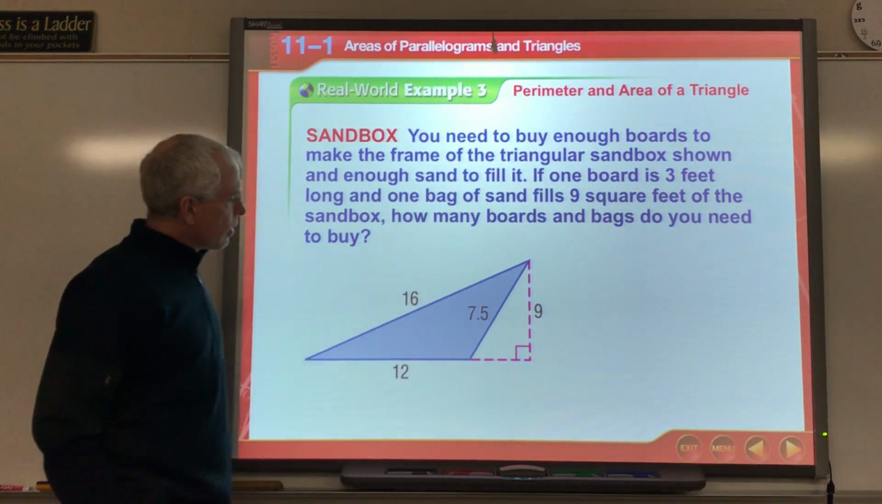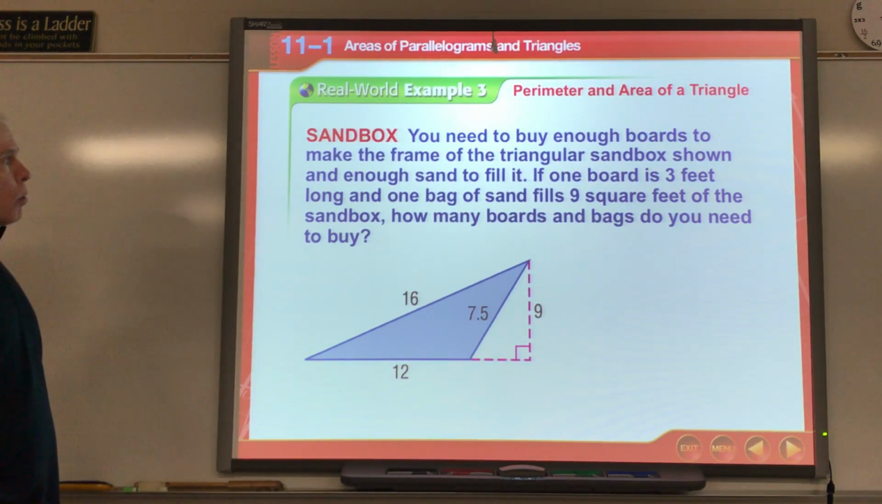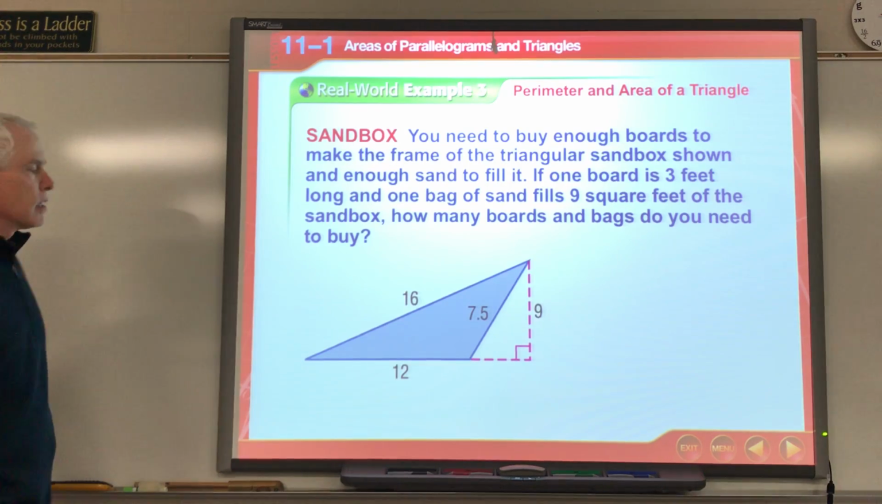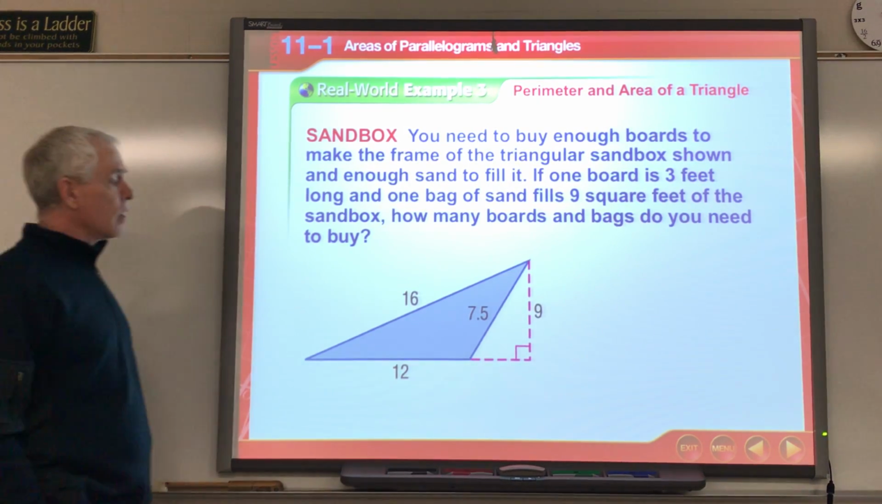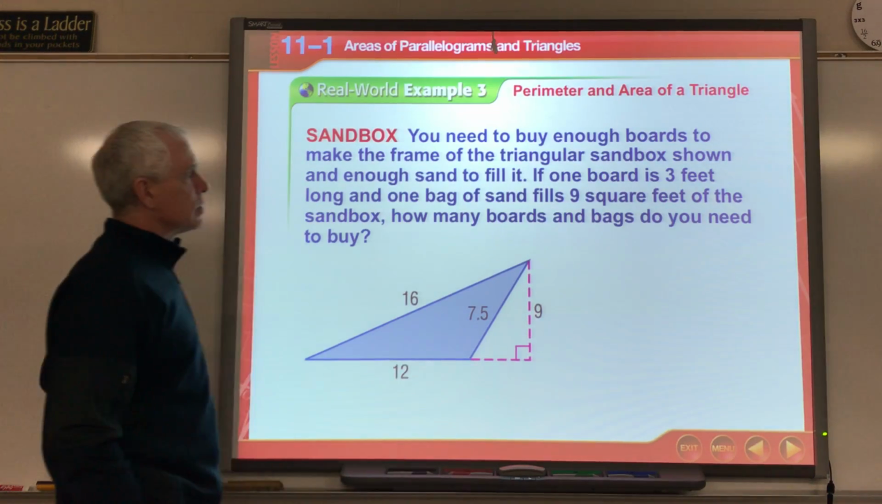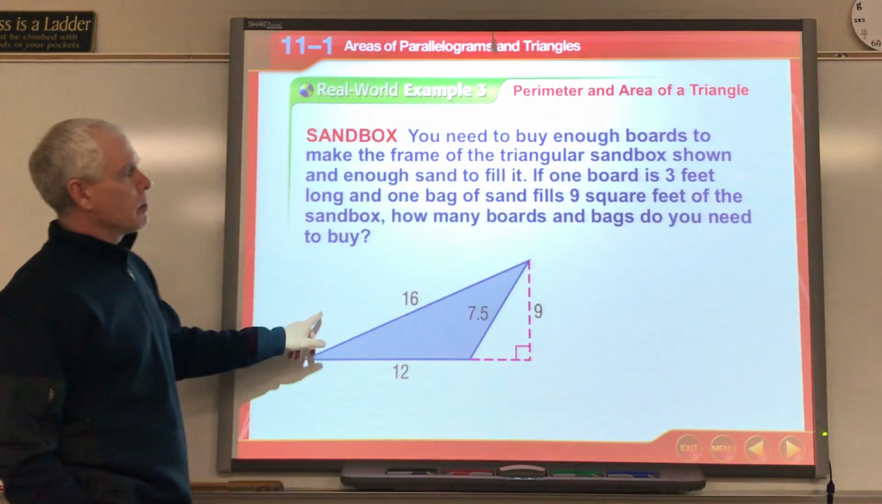28, 35.5 is the entire perimeter, but one board is 3 feet long, so I got to take that number, divide it by 3, and see what I get. And I'll do that in the next slide for you. The area, half of 12 times 9. Remember that height is that perpendicular distance. Once I find the area, then I can divide it by 9 to figure out how many sand bags I'll actually need.